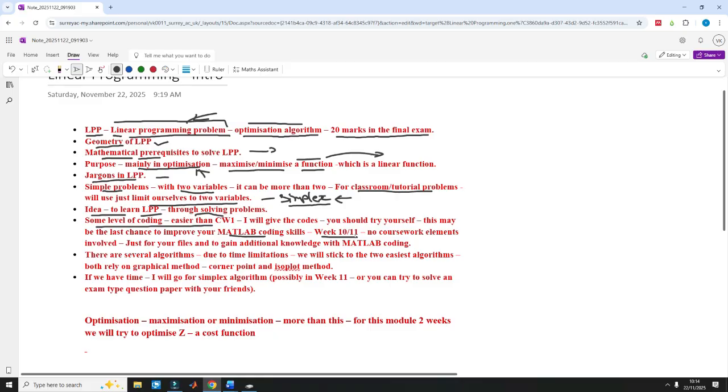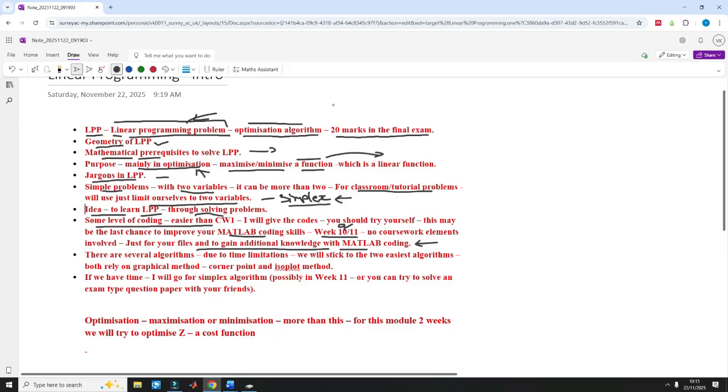So weeks 9, 10, and 11. Whatever you are going to learn now, there are no coursework elements involved. All you're going to learn is the technique, the mathematics behind the LPP, what an LPP itself is, and some of the jargon involved in the LPP problem. These MATLAB scripts are only for your learning purpose and also to gain some additional knowledge with MATLAB. And this is something you can also add in your CV, to show you know how to deal with optimization problems. Earlier, we also covered how to deal with machine learning.